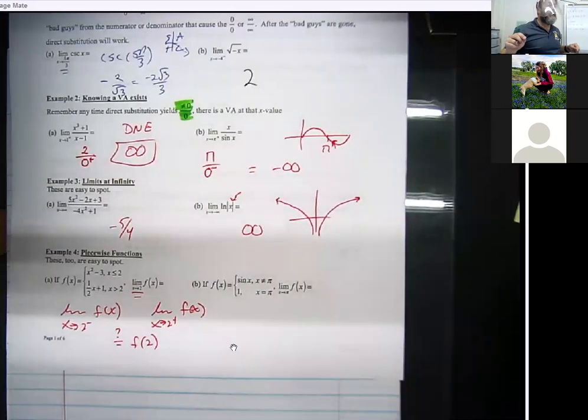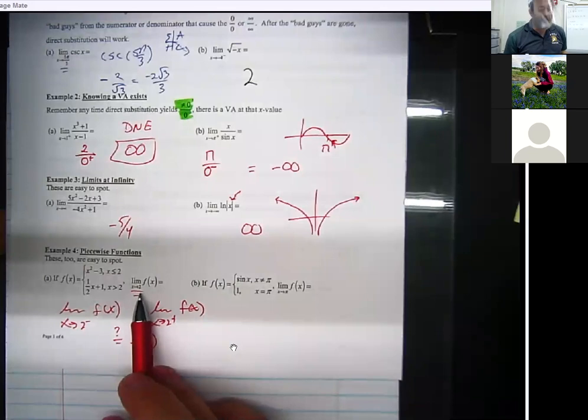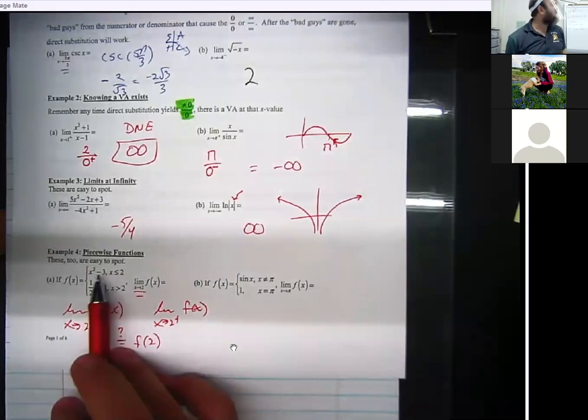No. If all 3 were the same, that was the definition of continuous. That's a little bit different. You don't have to be continuous to have a limit. So let's look at the underside, the top equation. What's the underside of 2?